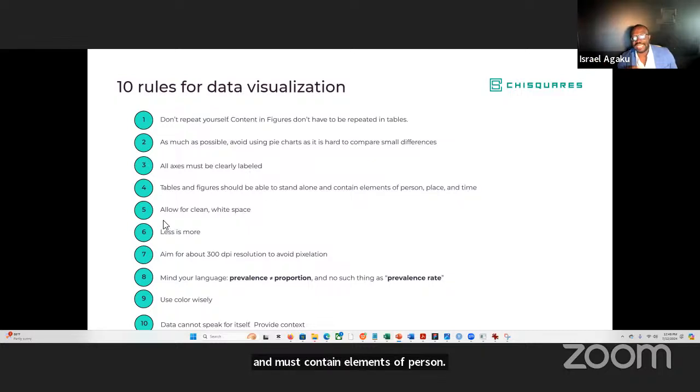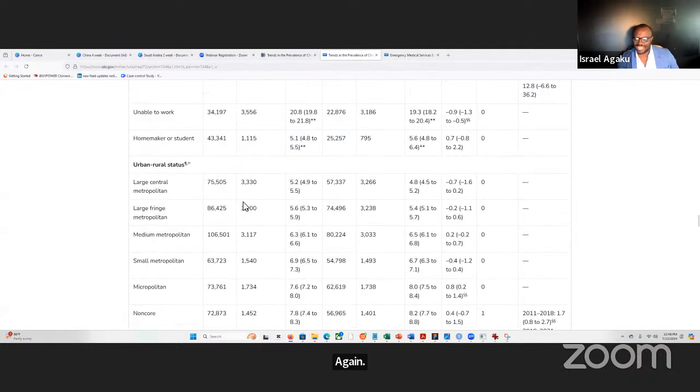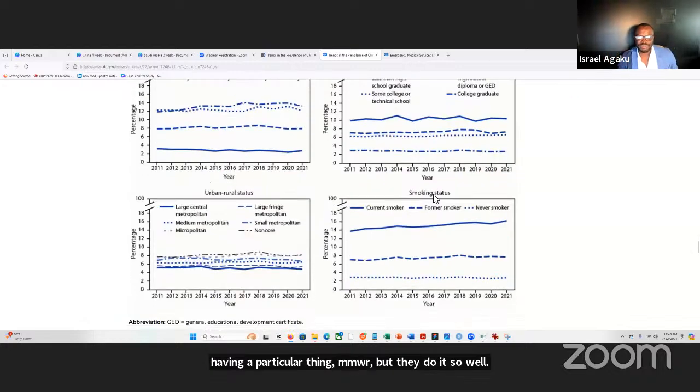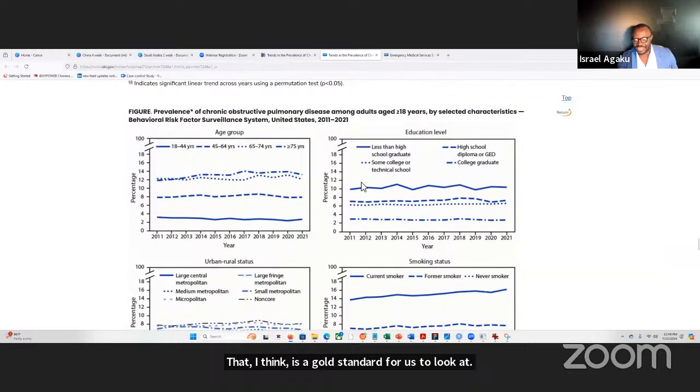You want to allow for clean white space, right? The figure is not where you want to crowd all the information, right? Again, I go back to MMWR. It's not as if I have any particular thing with MMWR, but they do it so well that I think it is a gold standard for us to look at. You see how the MMWR creates figures? You're not allowed to put any single estimate inside the figure, apart from the labels and the X and Y axis, right? This is just a perfect model for us to follow.